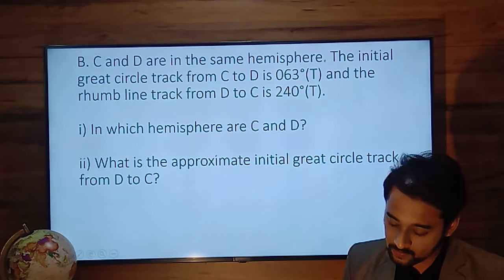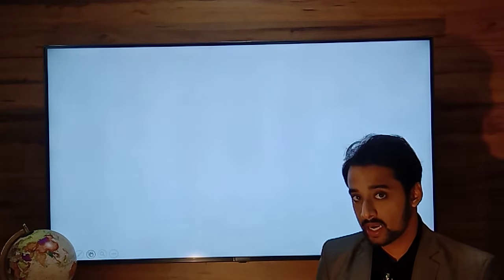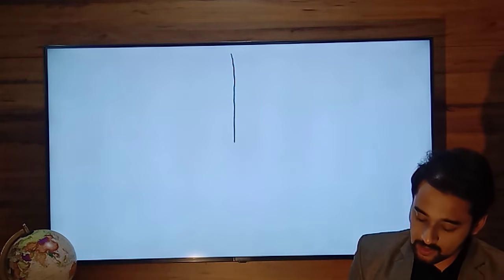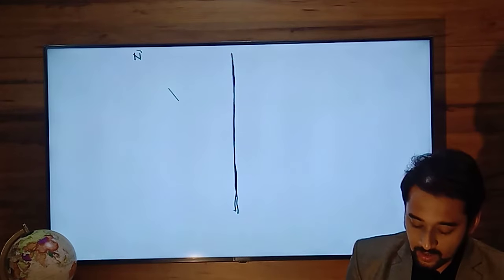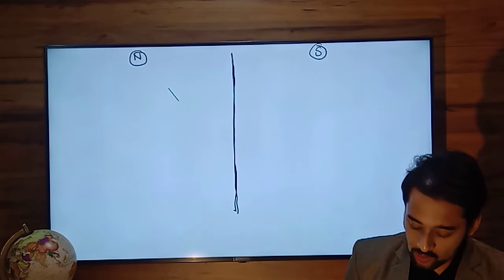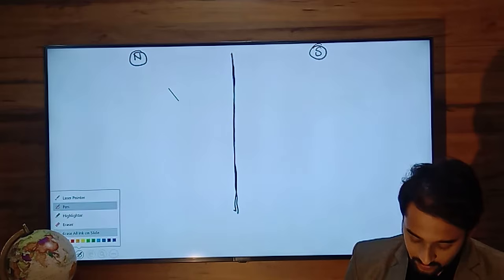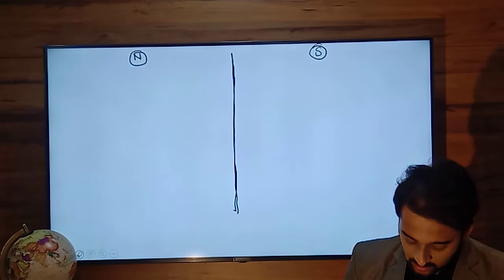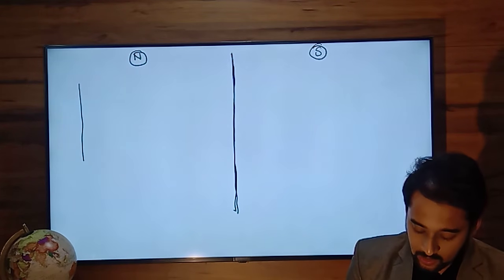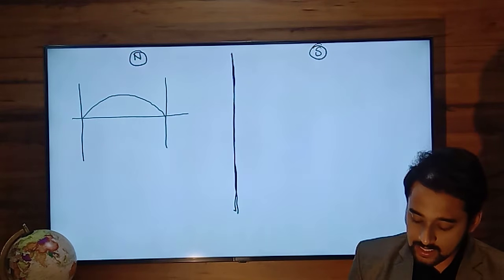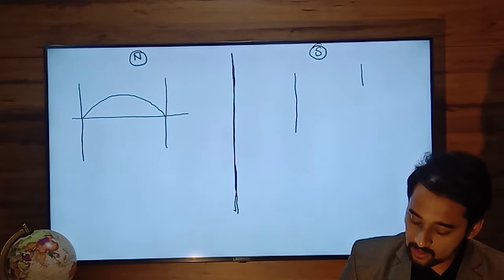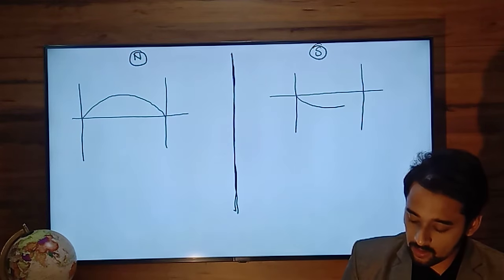So here we don't have another great circle track information. So let's draw two scenarios. One where the north hemisphere is there, another where the south is there. So let's say in one scenario, if we are in the north, the great circle will pass like this. If we are in the south, it will pass like this from the south.